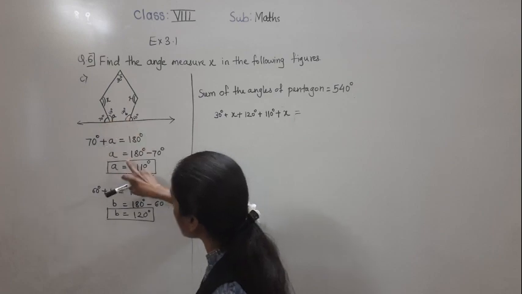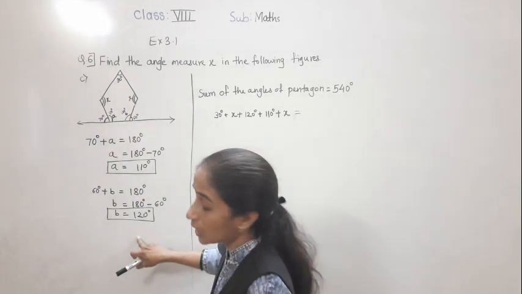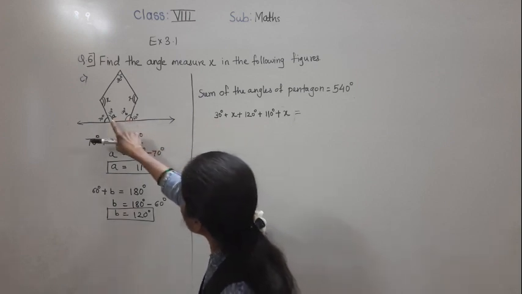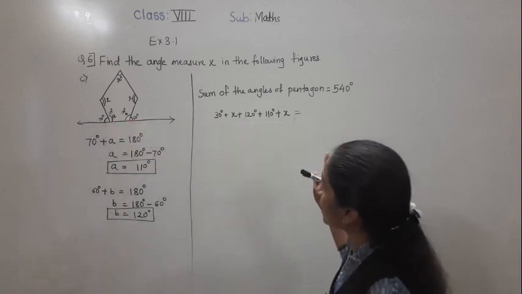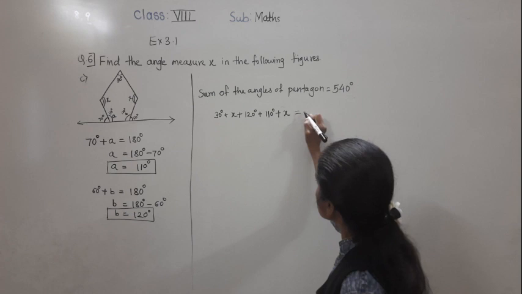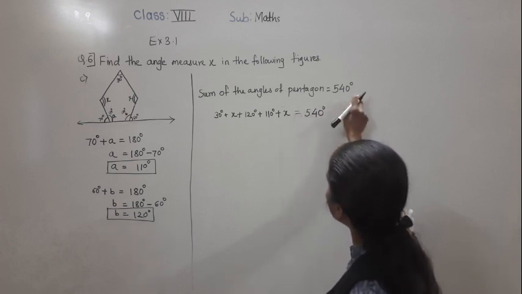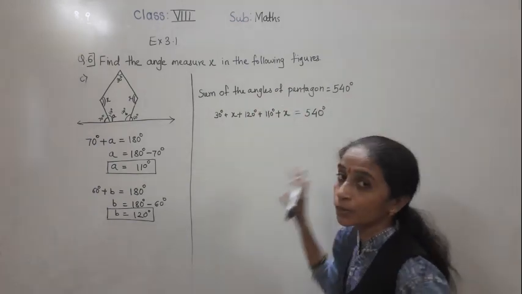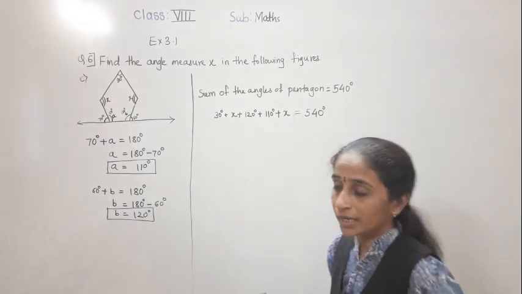So these angles we have found this way. Okay, so that angle will add here. See, this angle plus this angle is added in this. Okay, plus x is equal to 540 degrees. Why 540 degrees? The sum of the angles of a pentagon is equal to 540 degrees.